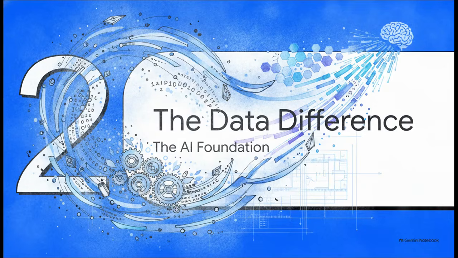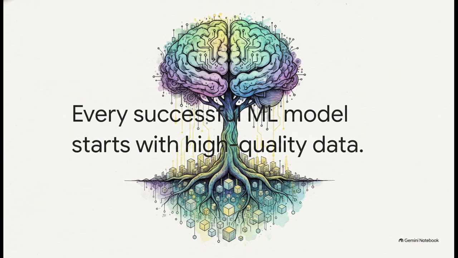Section 2. The data difference. The AI foundation. So, cultivating a machine learning model is honestly a lot more like growing a living organism than writing an app. Did you know data scientists often spend up to 80% of their time just hunting down and cleaning data? That's because every successful model relies entirely on its environment, its data, to survive. As the source material points out so clearly, every successful machine learning model starts with high-quality data. If that foundation is cracked, the whole AI initiative comes tumbling down, no matter how genius your underlying algorithm is.